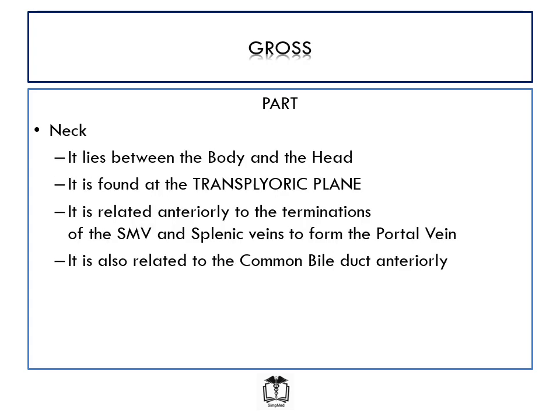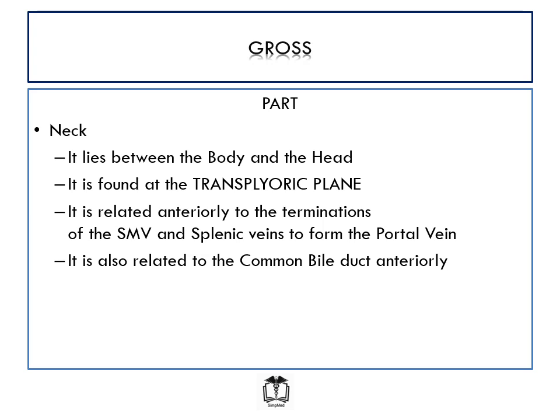The neck of the pancreas is one of the shorter aspects of the pancreas. It is the part that lies between the body and the head. In terms of its position within the abdomen, it is one aspect of the pancreas that is located on the transpyloric plane. Remember that we have a number of structures found at the transpyloric plane. In terms of the pancreas, that area is the neck of the pancreas.